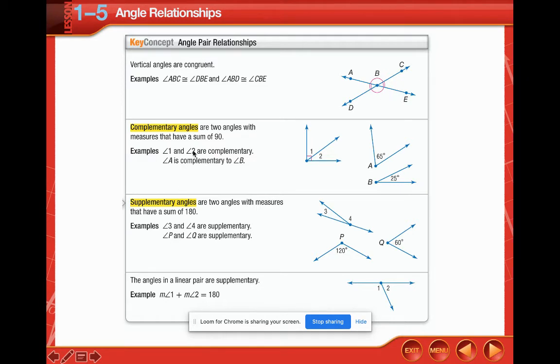All right, complementary angles are two angles that have a sum of 90 degrees. So 1 and 2, add them together, you're going to get 90. A and B, add them together, you're going to get 90. Boom. Supplementary angles are two angles that have a sum of 180. So 3 and 4, because this is a straight line, 3 and 4 is actually a linear pair. I don't know if you guys noticed that. Linear pairs are always supplementary, meaning they always add up to equal 180. Angle P and angle Q, 120 plus 60 is 180. The angles in a linear pair are supplementary.